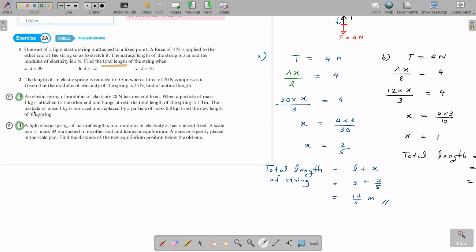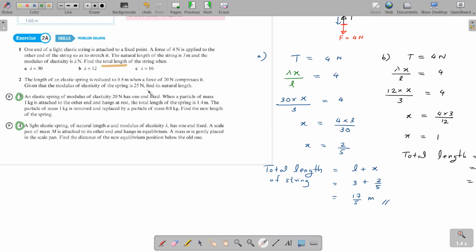Okay, so we'll move to question number 3 now. An elastic spring of modulus of elasticity 20 Newton has one end fixed. When a particle of mass 1 kilogram is attached to the other end and hangs at rest, the total length of the spring is 1.4. So can you see what they're saying here?